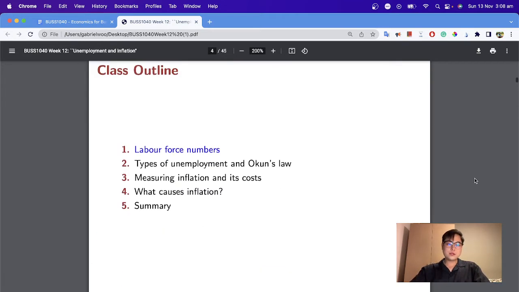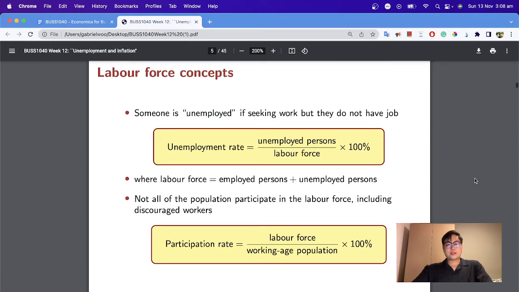All right, so let's talk about labor force concepts, ideas around the labor force. Someone is unemployed not simply when they don't have a job; the definition of unemployed is when you are actively seeking a job but cannot find one. A closely related concept is underemployed, where you want to work 40 hours a week but you only work 20 hours a week. That means you have a job, but you're not getting the hours that you actually want. That's what we call underemployed.